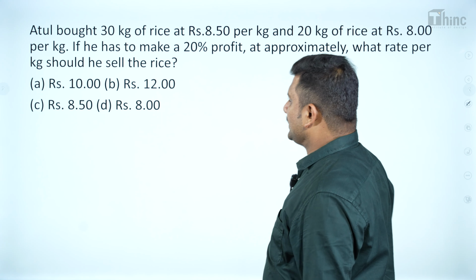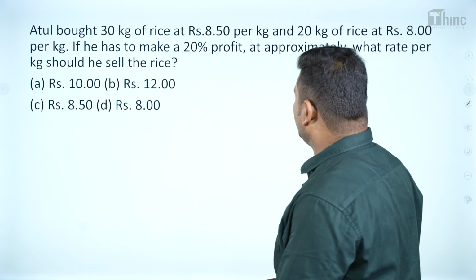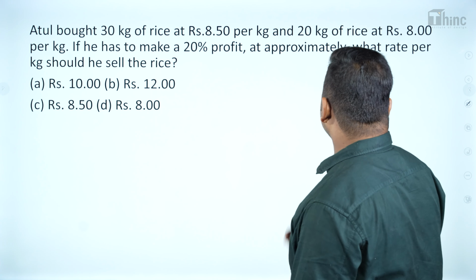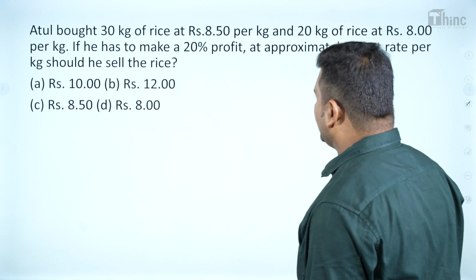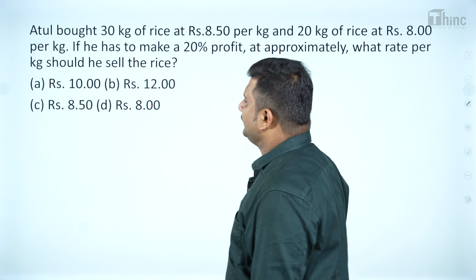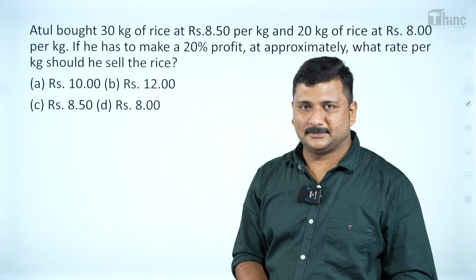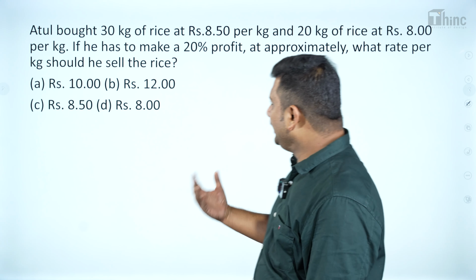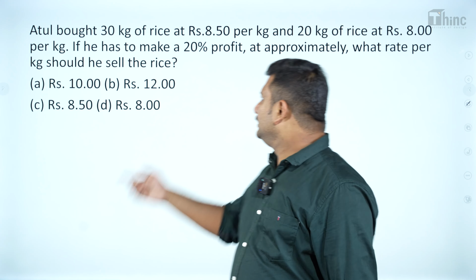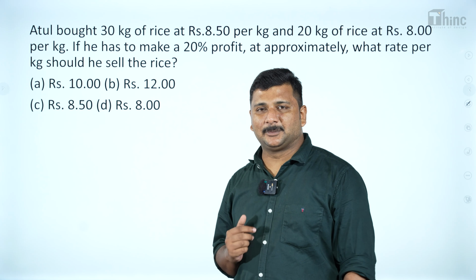Now let's look at the next question. Adil bought 30 kg of rice at 8.5 per kg and 20 kg of rice at 8 per kg, and he has to make a profit of 20%. At approximately what rate per kg does he need to sell the rice? Now, to make a 20% profit, at what price he has to sell it is the question. So that means we need to find the mixture price, and we have to increase it by 20% to find the selling price, right?